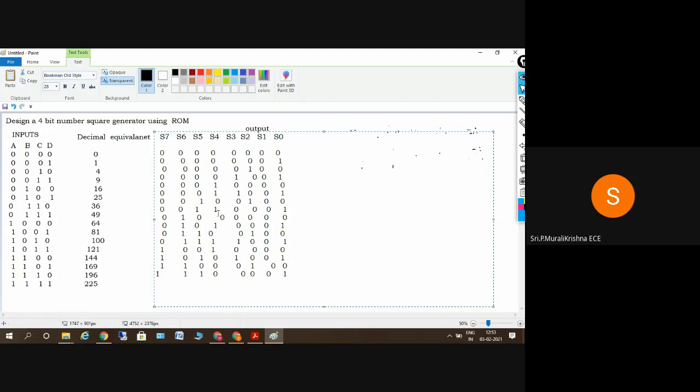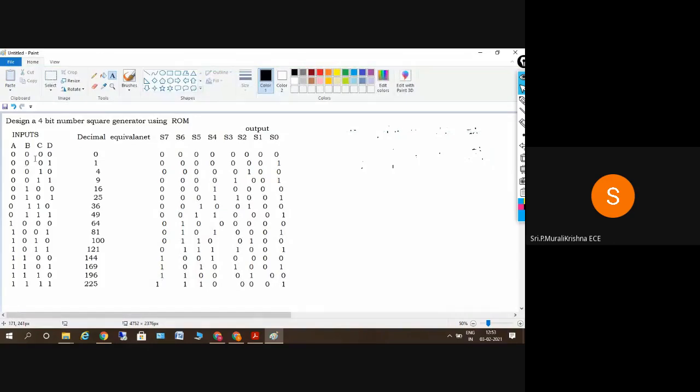This is the first important step here. Design a 4-bit square number generator. We are given 4 bits, and those 4 bits have outputs S0 to S7. First of all, identify the size of the ROM. 4 is the number of inputs, which is K, and this is the size of the address.